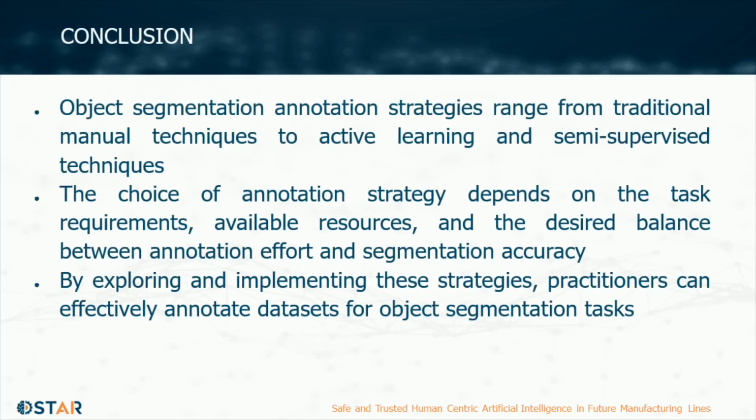In conclusion, object segmentation annotation strategies range from traditional manual techniques to active learning and semi-supervised techniques. The choice of annotation strategy depends on the task requirements, available resources, and the desired balance between annotation effort and segmentation accuracy. By exploring and implementing these strategies, practitioners can effectively annotate datasets for object segmentation tasks.